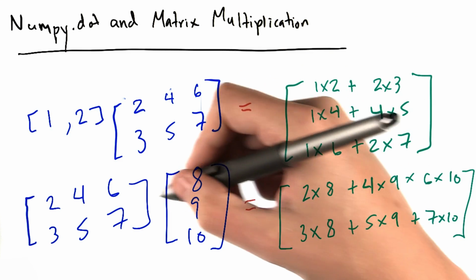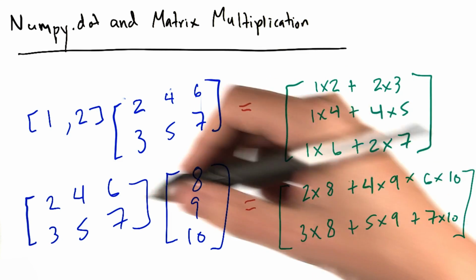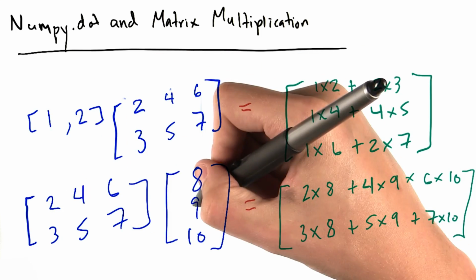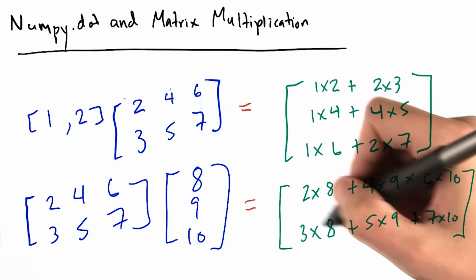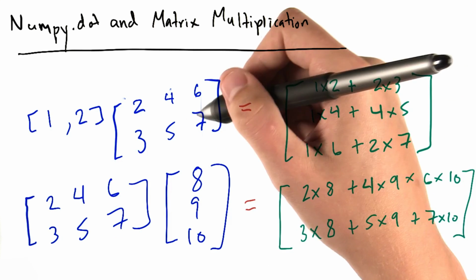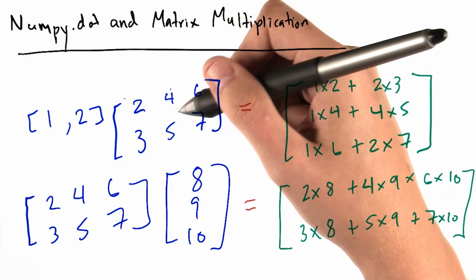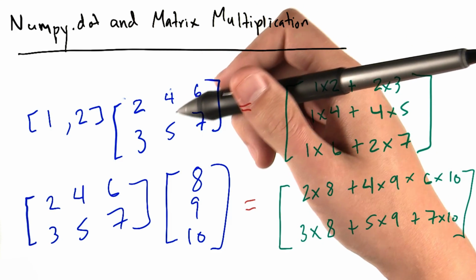If we perform this multiplication down here, we would get a 2-entry array where the top entry is 2 times 8 plus 4 times 9 plus 6 times 10, and the bottom entry is 3 times 8 plus 5 times 9 plus 7 times 10. Since these multiplications don't commute, numpy.dot is smart enough to throw an error if you try to ask it to do something that doesn't make sense.